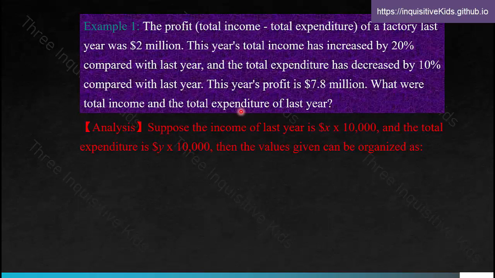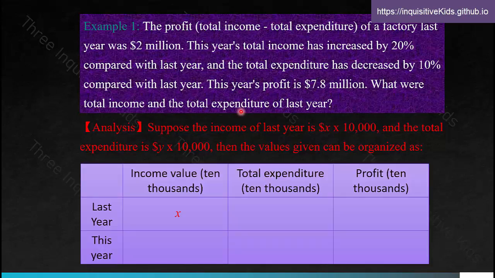Here's our analysis. Suppose the income of last year is X times $10,000, and the total expenditure last year was Y times $10,000. Then the values given can be organized as follows, here's what we know. Last year's income value is X, last year's total expenditure is Y. So these are the two variables that we set. We also know that the profit last year was, and this is all in units of 10,000, so it's not really $200, it's 200 times 10,000, which is $2 million. So here this would be 200.